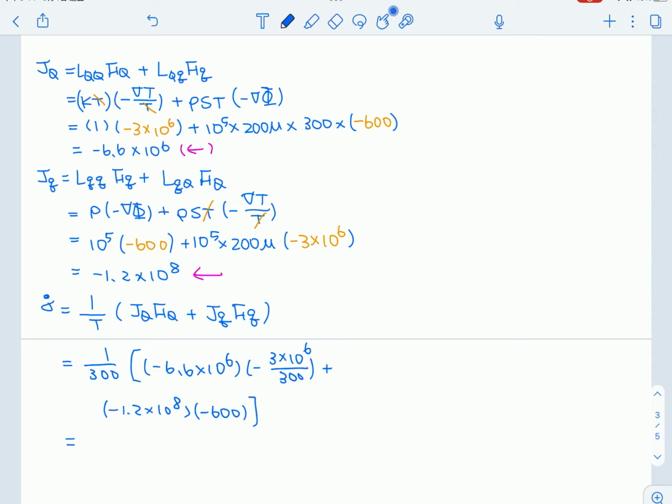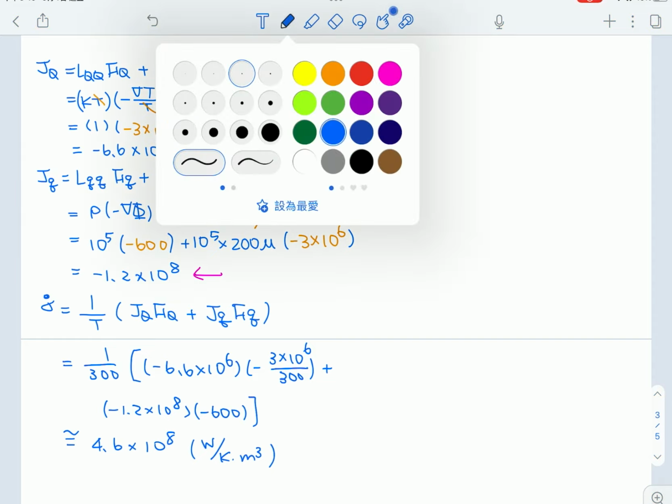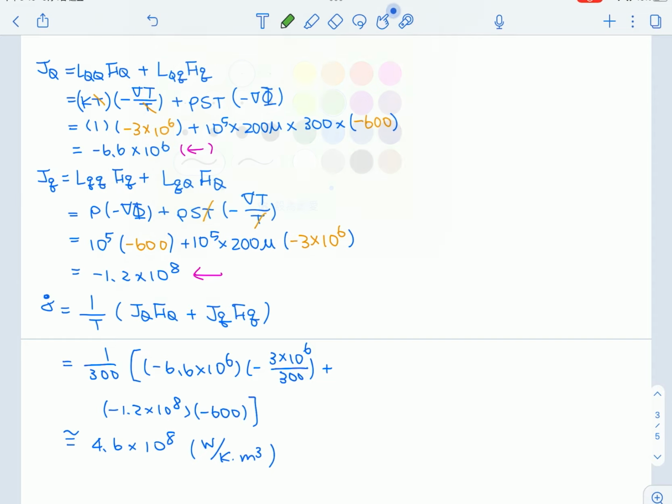So the results will be around 4.6 times 10 to the 8. Write down the 1. Okay, so after calculation, what you got here is this value is larger than 0. So you got the entropy production rate per volume, and this value is larger than 0.